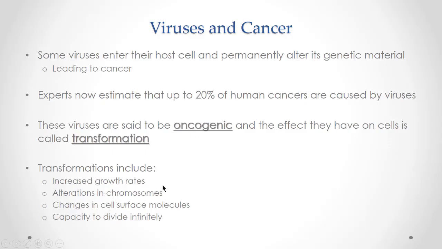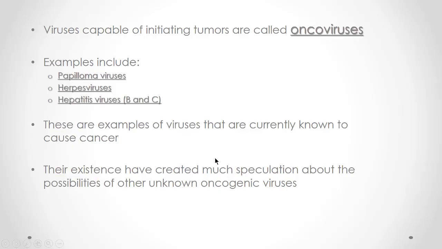Increase in growth rate, changes to the chromosomes, changes to the cell surface molecules like the proteins, and the change in the ability to divide. Actually, cancer cells are known to divide indefinitely, whereas most cells have a cap on the number of cell divisions that they can have. So there's a lot more to be said about that, but viruses are sort of generally thought to be able to do that.